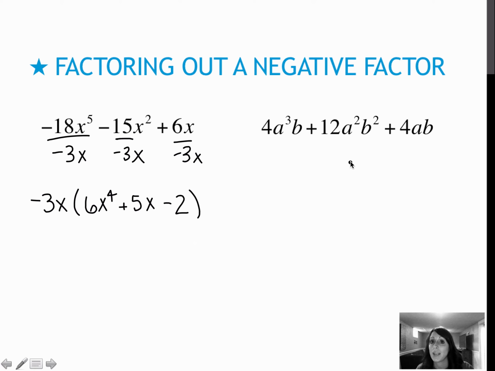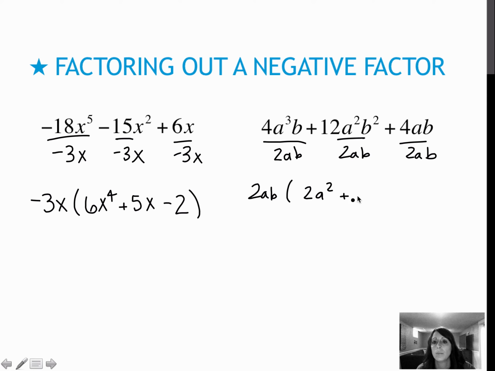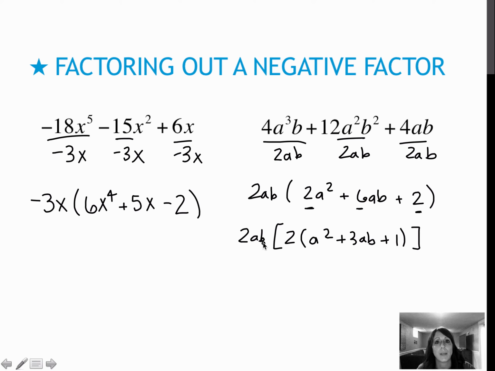For instance, I'm going to do this one incorrectly at first. Let's say I thought I could only take out a 2ab. So if I took out a 2ab, that would leave me with 2a² plus 6ab plus 2. And then I would notice that I didn't quite get what I wanted because all 3 of these terms have a common factor of 2. So I'm going to leave my 2ab out front. This would also be able to be factored into 2, and then a squared plus 3ab plus 1. But then what do I do with the 2 and the 2ab? You would multiply them to get 4ab and then a squared plus 3ab plus 1.